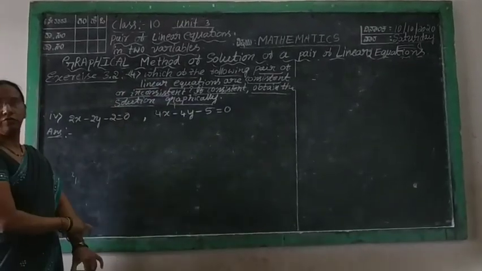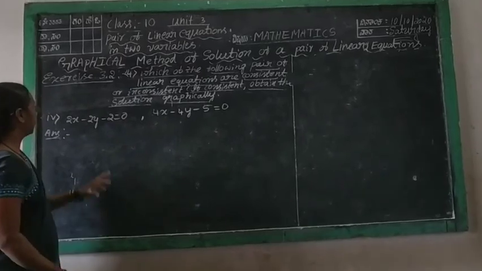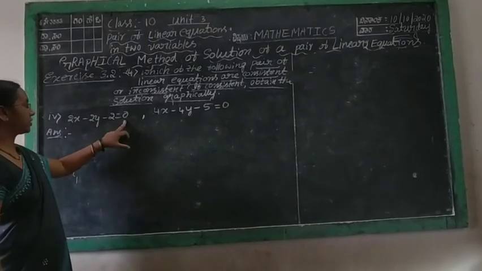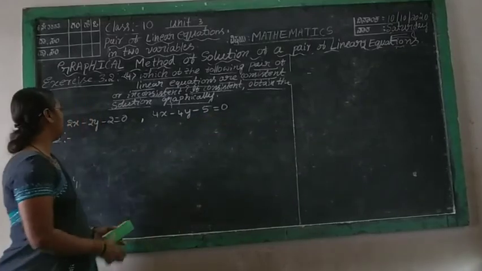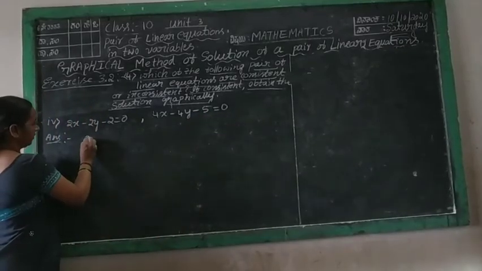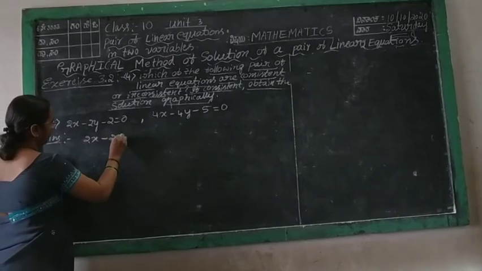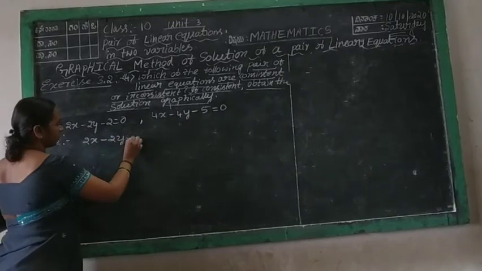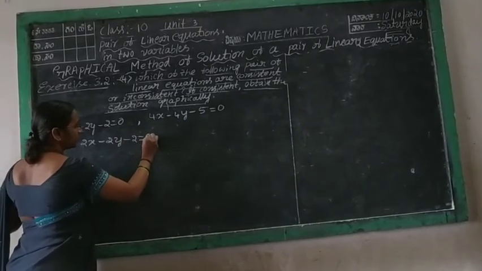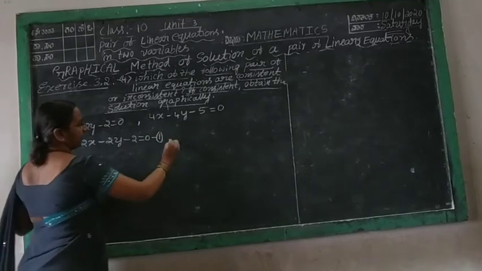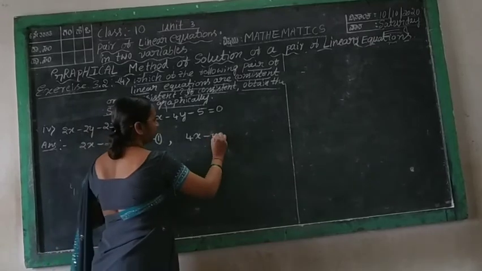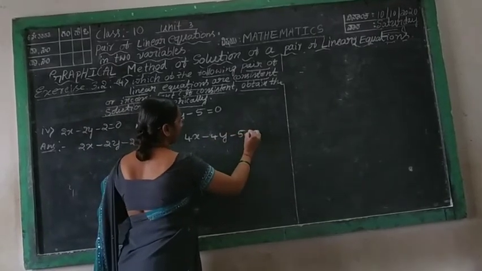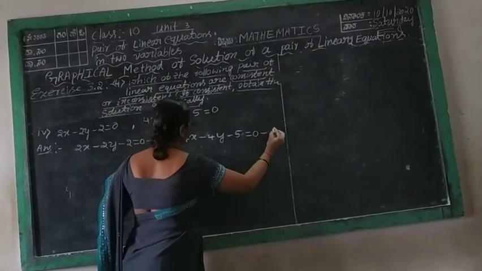Then the fourth problem is 2x minus 2y minus 2 is equal to 0, and 4x minus 4y minus 5 is equal to 0. We take the first equation 2x minus 2y minus 2 equal to 0 as equation 1, and the second equation 4x minus 4y minus 5 equal to 0 as equation 2.